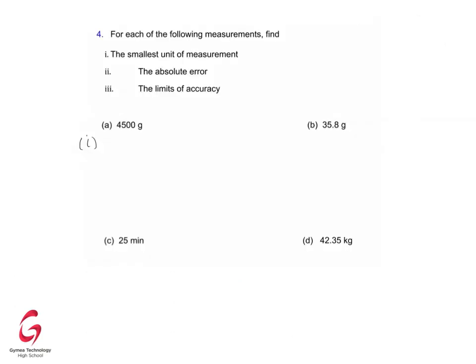Question number 4a, we're looking for the smallest unit of measurement. So we're given 4,500 grams. There are no decimals there, so the smallest unit of measurement would just be 1 gram. For part 2, the absolute error, that's just 1/2 of the smallest unit of measurement, so 1/2 of 1 gram is 1/2 of a gram. For part 3, the limits of accuracy, so that's our upper bound and lower bound, so we are adding and subtracting that 0.5 grams from 4,500 grams.